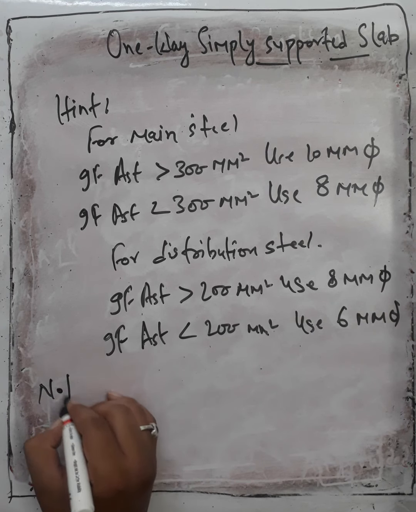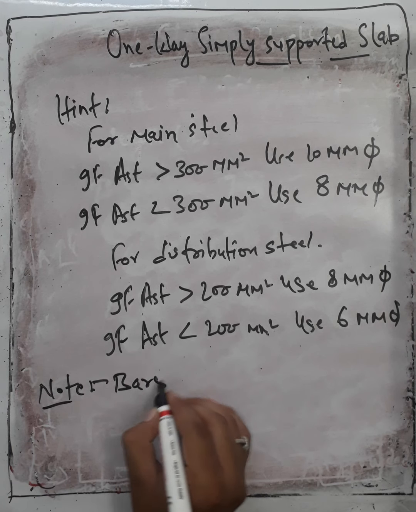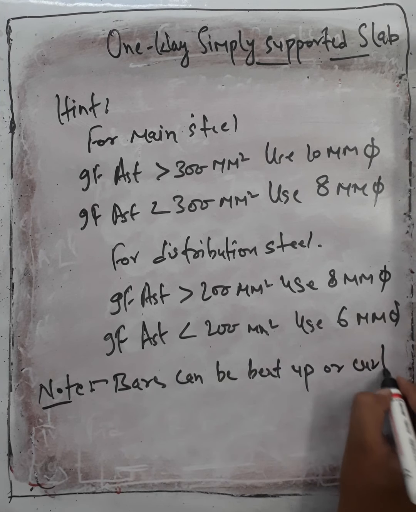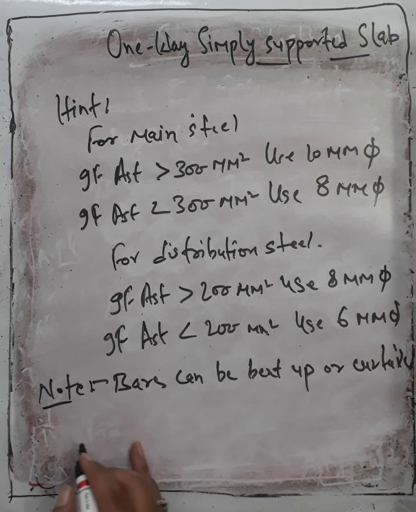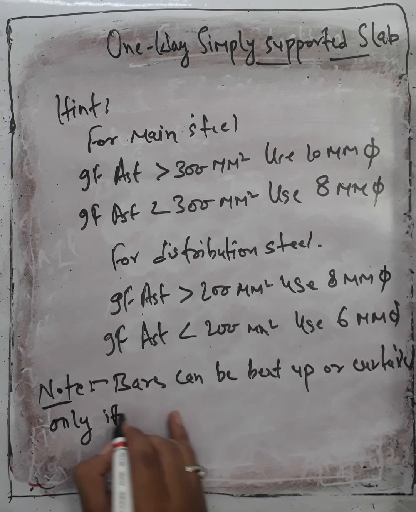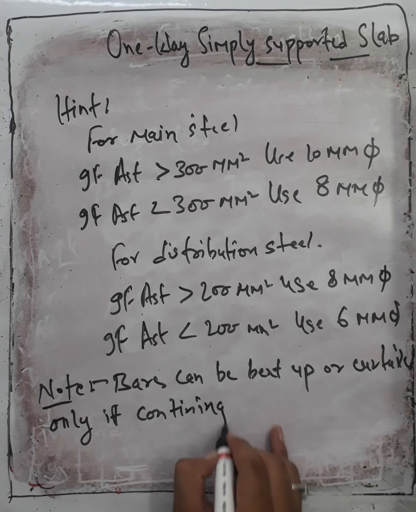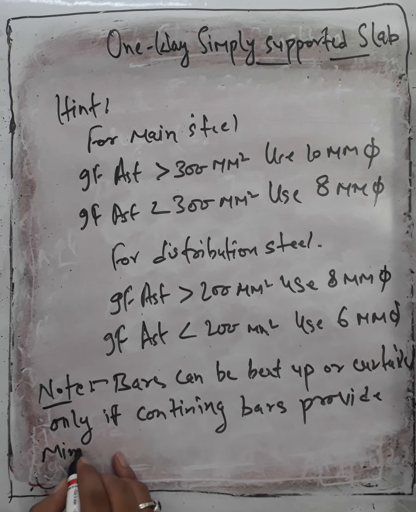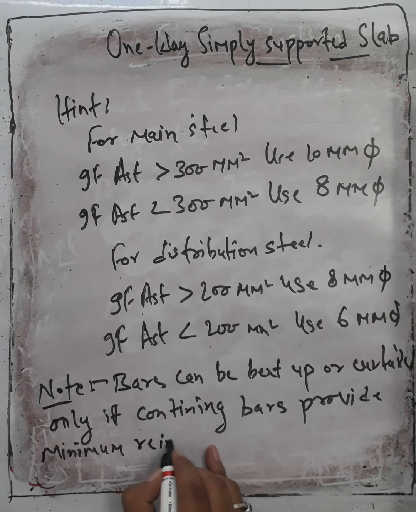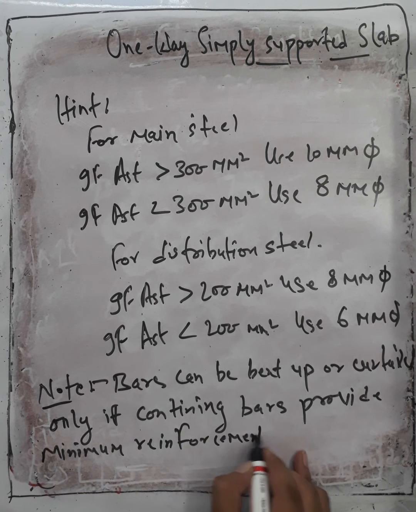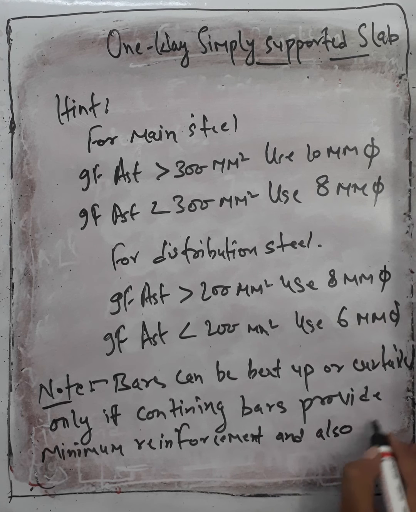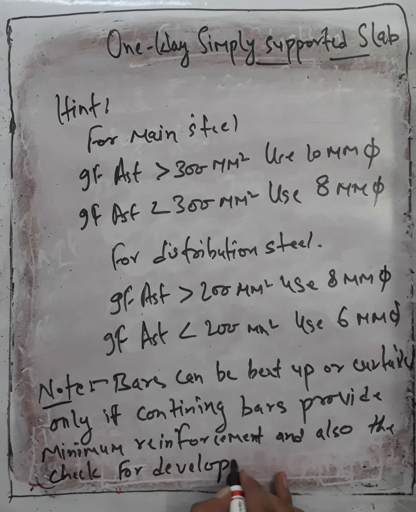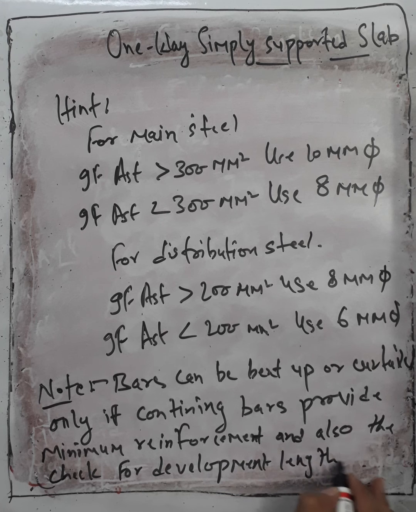Okay, and note one thing, bars can be bent up or curtailed only if the continuing bars provide minimum reinforcement and also the check for development length is satisfied.